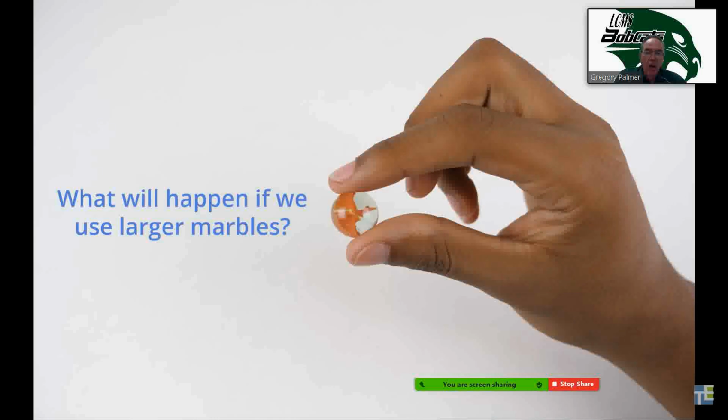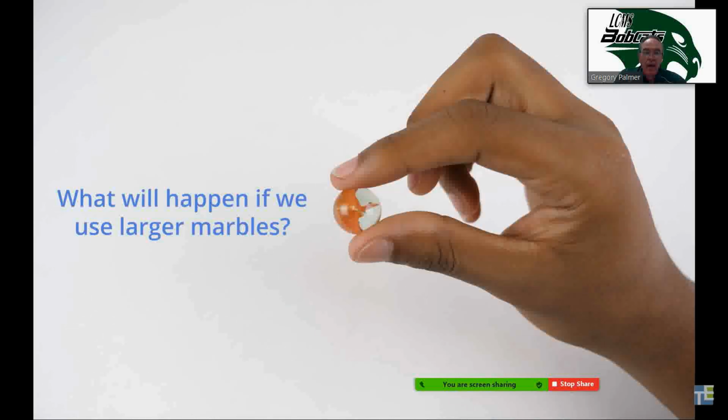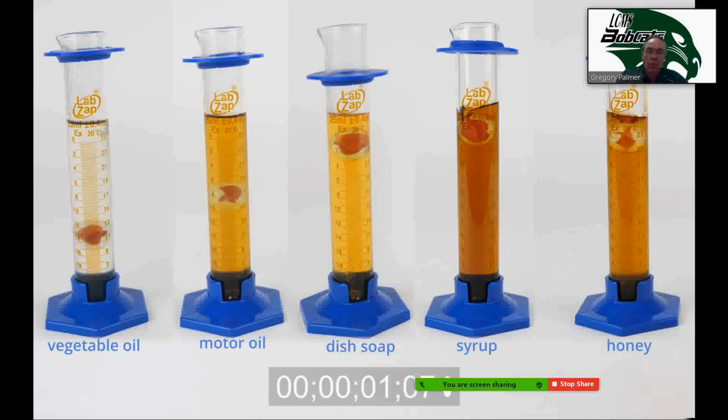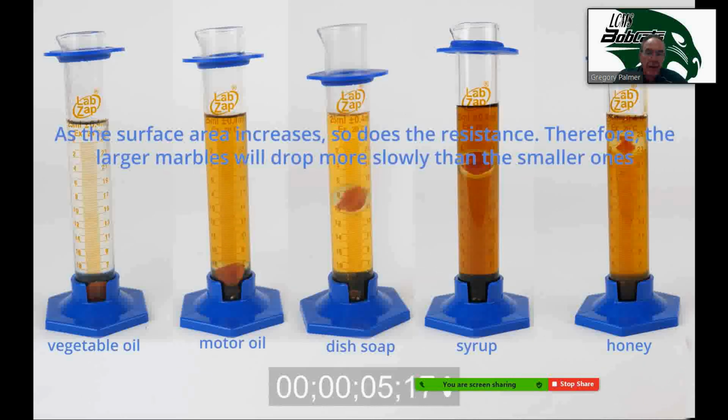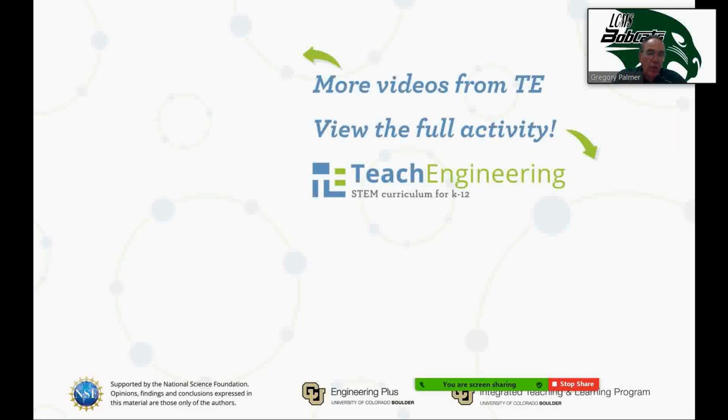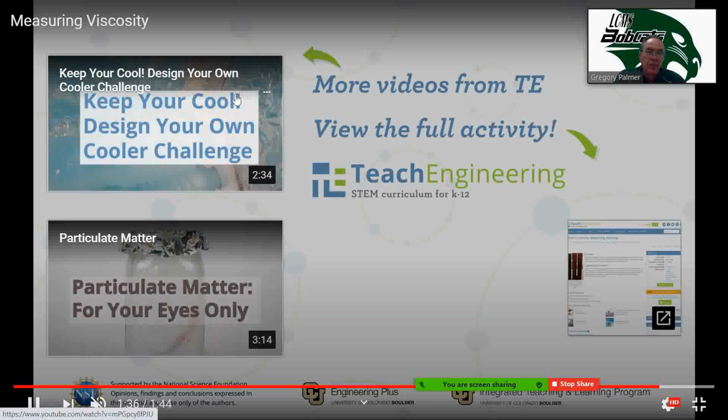They're going to try it with a larger marble to see how the more resistance to the flow. And with the larger marbles, you can see the difference in the viscosity quite a bit. The dish soap and the syrup and the honey, the marble is moving very slowly, so you can get a pretty accurate measure of the viscosity.